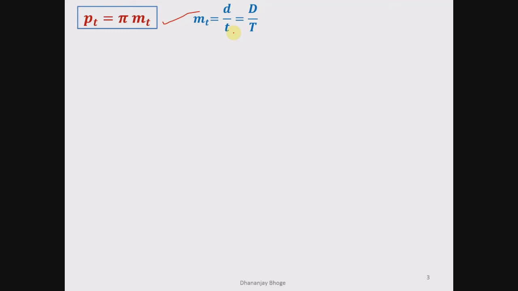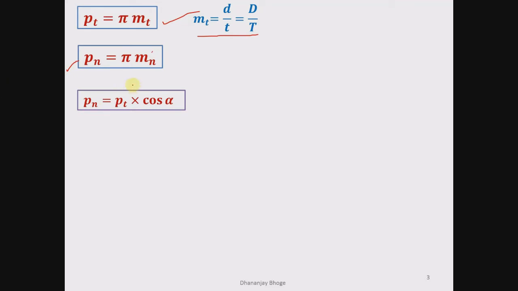And in case of helical gears, the transverse module of two mating gears is to be the same, because we use the same helix angle. Now the pitch measured in normal plane is normal pitch PN, which is equal to pi times the normal module. MN is the normal module. And the relationship between normal pitch and transverse pitch is defined by this equation: normal pitch is equal to cos of alpha times the transverse pitch.